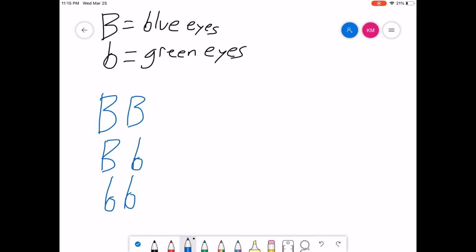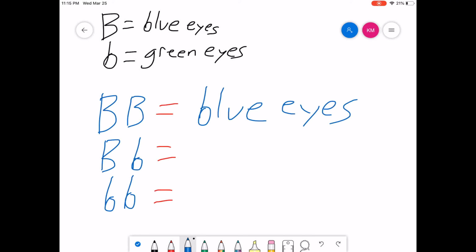We also have to keep in mind the possible phenotypes. So the genotype is the actual gene, the actual allele combination. The phenotype is the actual expression, the physical manifestation of this genotype. So each of these is going to be expressed in a different way. In this top one, the capital B, the homozygous dominant example, because we have two dominant alleles, when we really only need one, we are going to present with blue eyes.